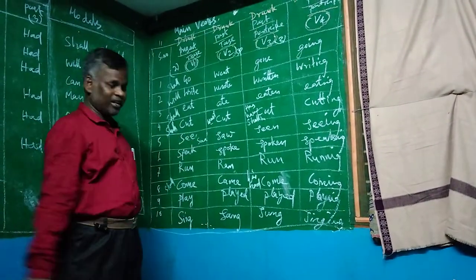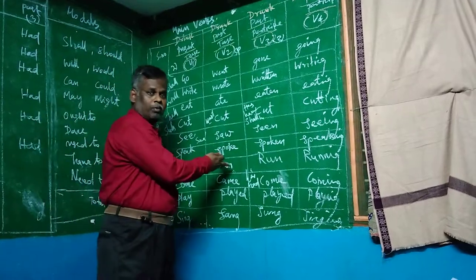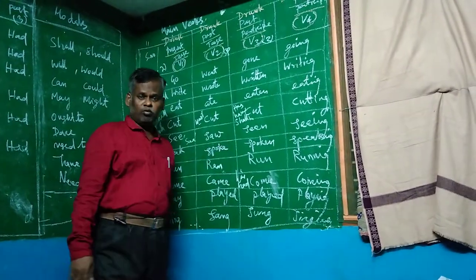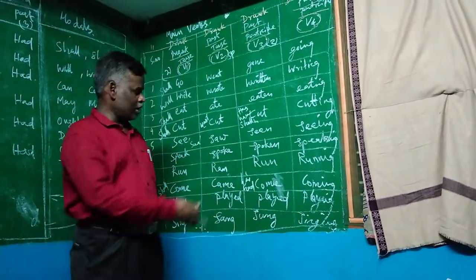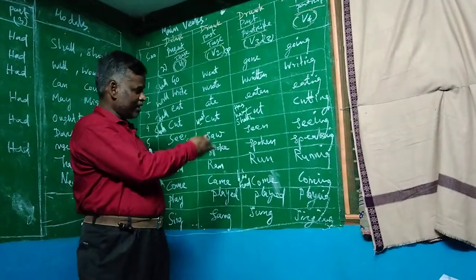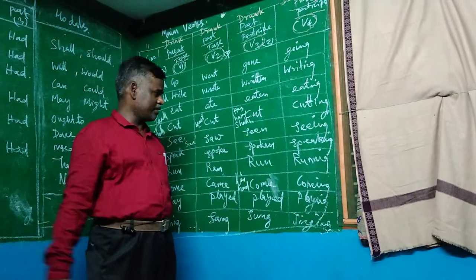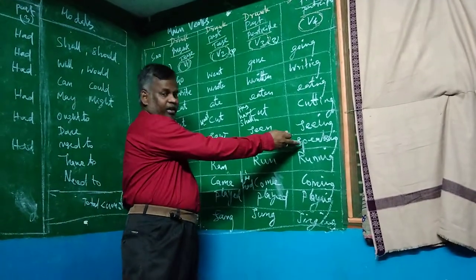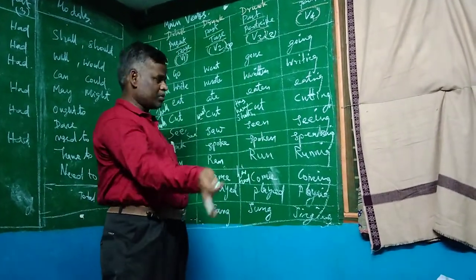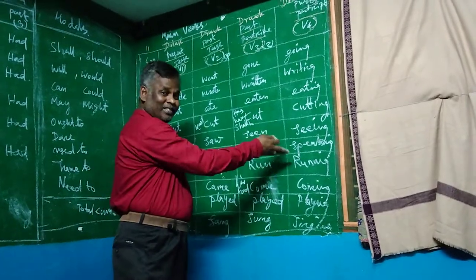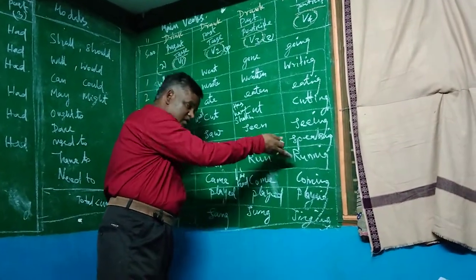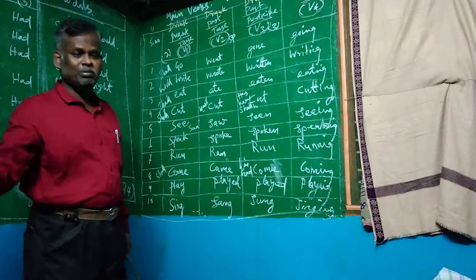I spoke yesterday. People used to say like this. I spoke last week about that matter. I have spoken about that just now. I have spoken like this. I had spoken before I came here, with my wife, like that. I am speaking now. I have been speaking since 2008 in this MGR college.